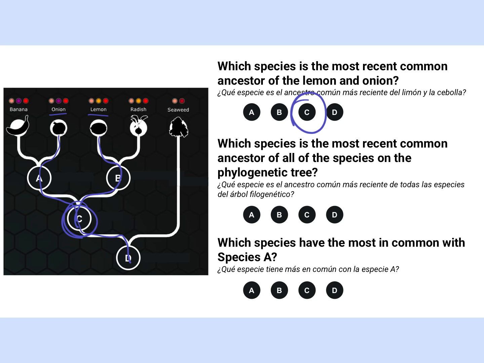Let's look at the next question. Which species is the most recent common ancestor of all the species on the phylogenetic tree? So I could go tracing back. Okay, we can start to see species D is the one at the base of the tree. It is the recent common ancestor that they all share. So we have to go further into the past to find a recent common ancestor of all of these species.